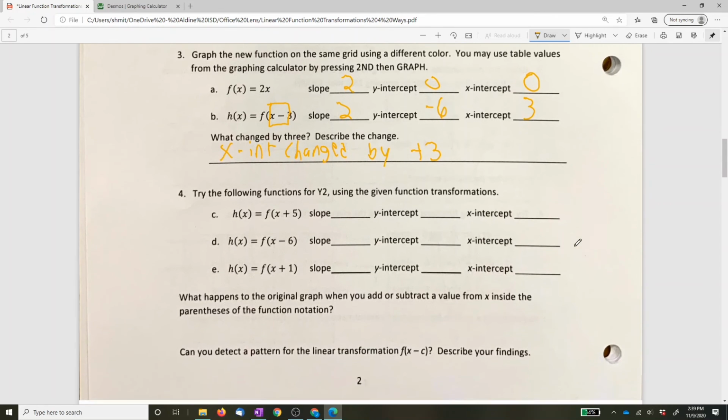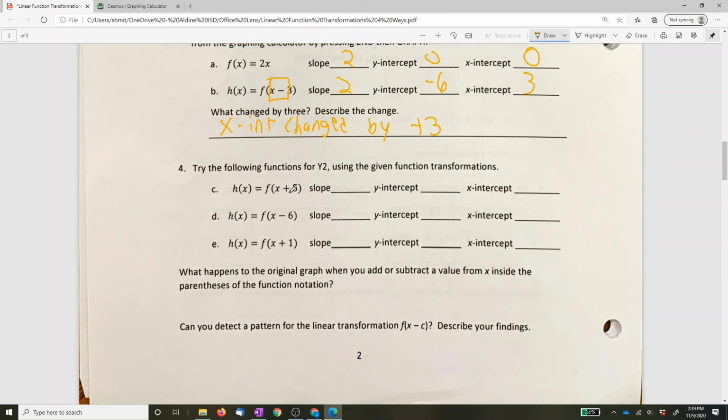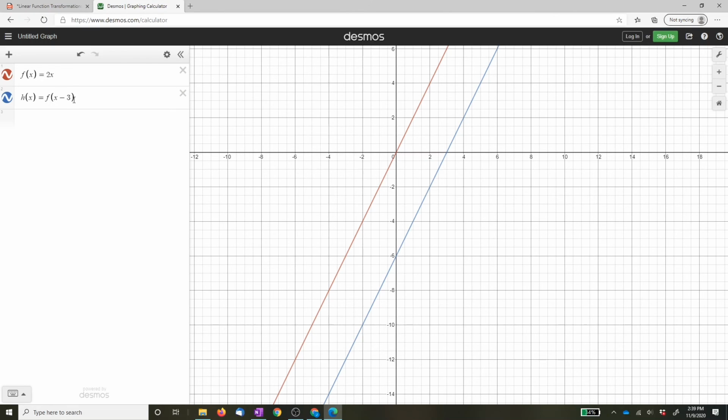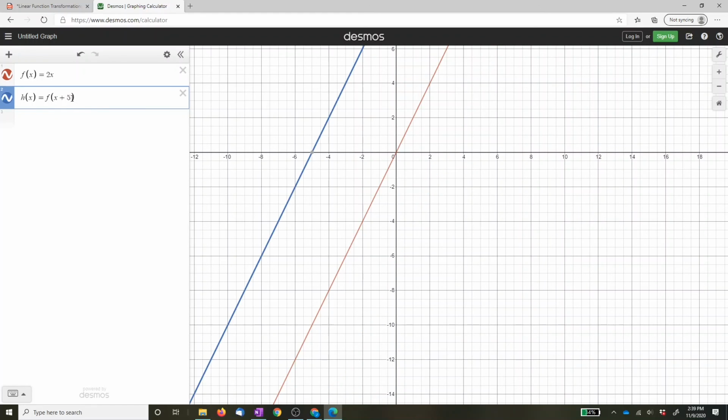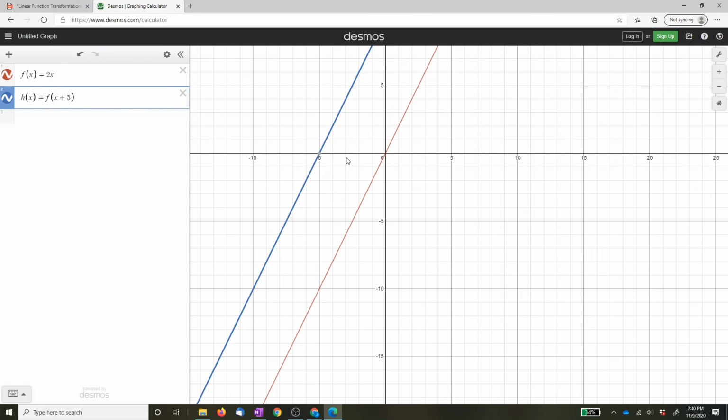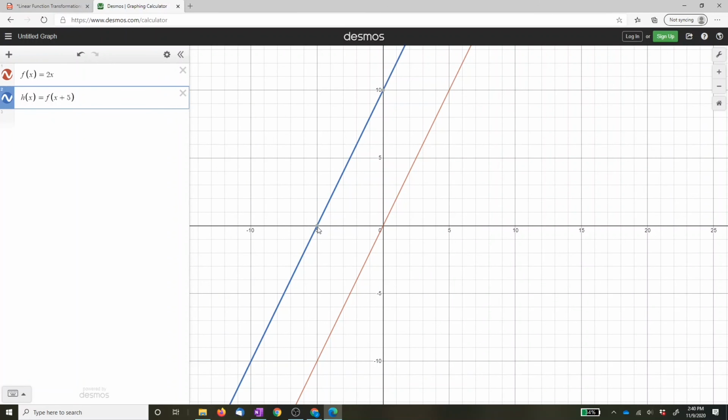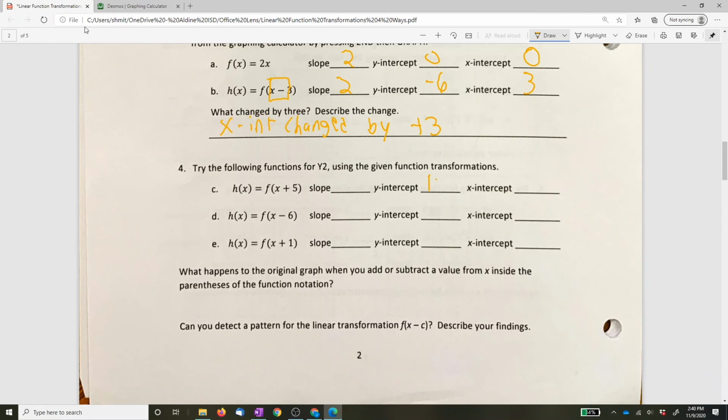All right, let's look at these next three, and then we'll see if we can come up with a conclusion. H of x equals f of x plus 5. I'll do that one with you, and then you'll do the next two on your own and fill in these three things for each one of them. So f of x plus 5. H of x equals f of x, not minus 3, but plus 5. That goes in the parentheses. Now let's get some points, like the x-intercept is negative 5, and the y-intercept is 10. The y-intercept is 10, and the x-intercept was negative 5.